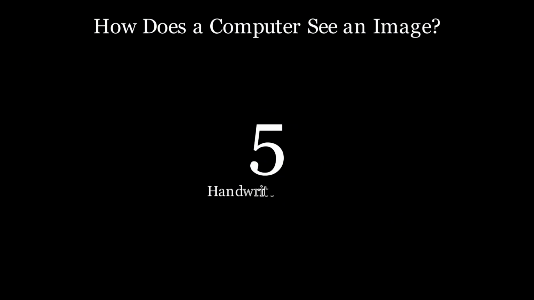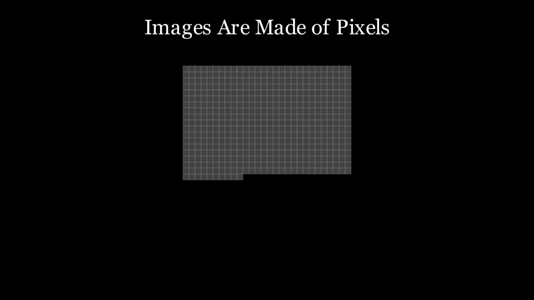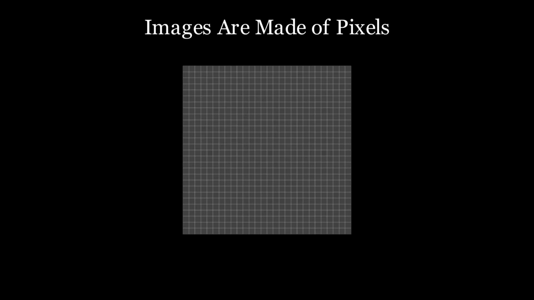The first step is converting the digit into an image. In the MNIST dataset, every image has a size of 28 pixels by 28 pixels. This small image will become the input to our neural network. A computer does not actually see a handwritten digit. Instead, it sees a grid of pixels. Each image contains 28 rows and 28 columns. That gives us a total of 784 pixels.